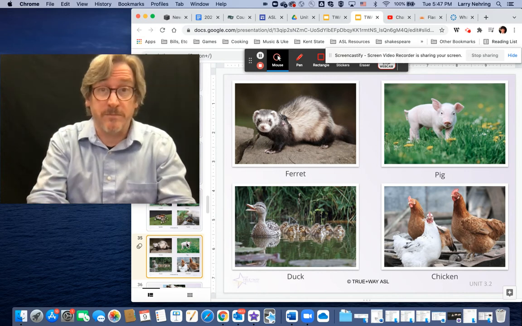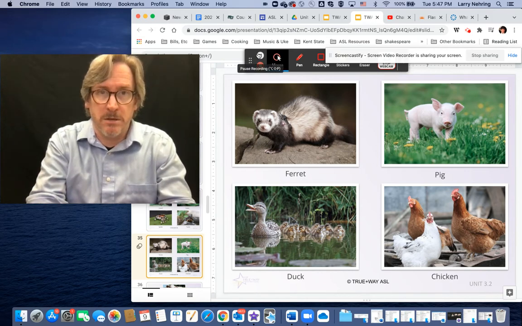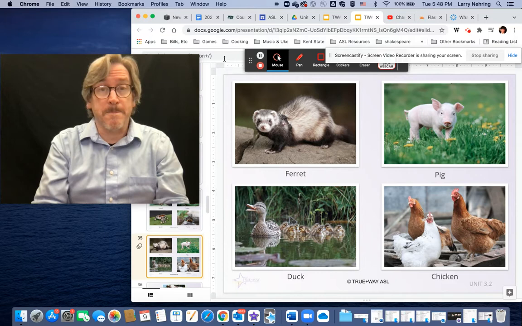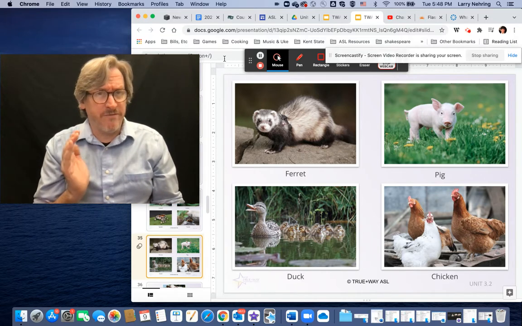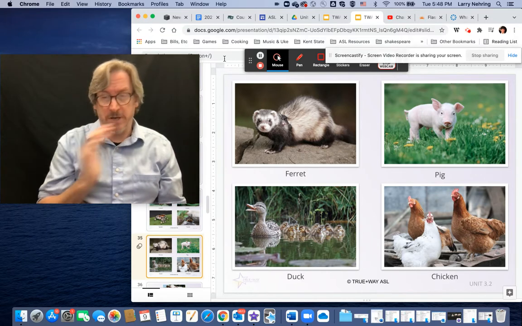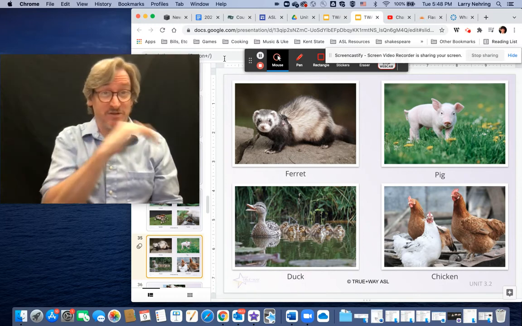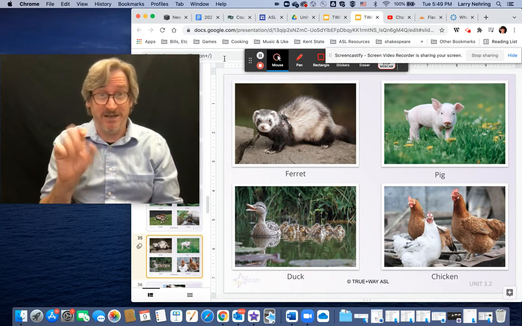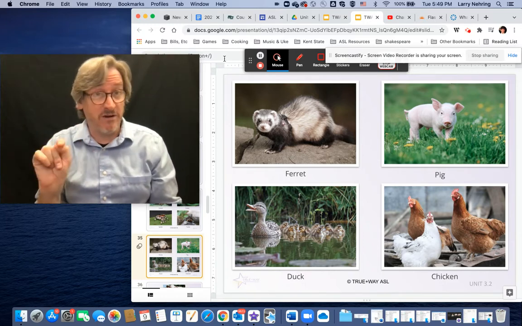Ferret. Okay, another sign for ferret, ferret. I guess because it leaps. I've never seen that for ferret. I've only ever seen people fingerspell ferret.